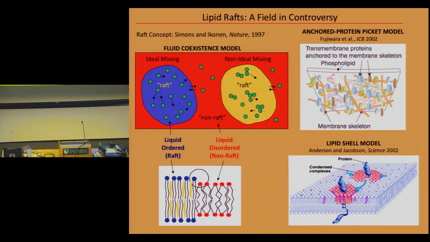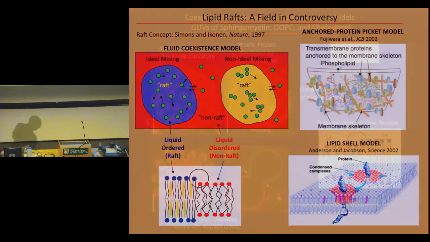You'd expect rounded domains in this case because of the boundary between the two phases having an energy penalty, whereas in this case you might not predict round clusters. And then this lipid shell model invokes interactions specifically between proteins and membrane lipids, causing small clusters in the tens of nanometers, which can move around independently. So different predictions, all below the diffraction limit.